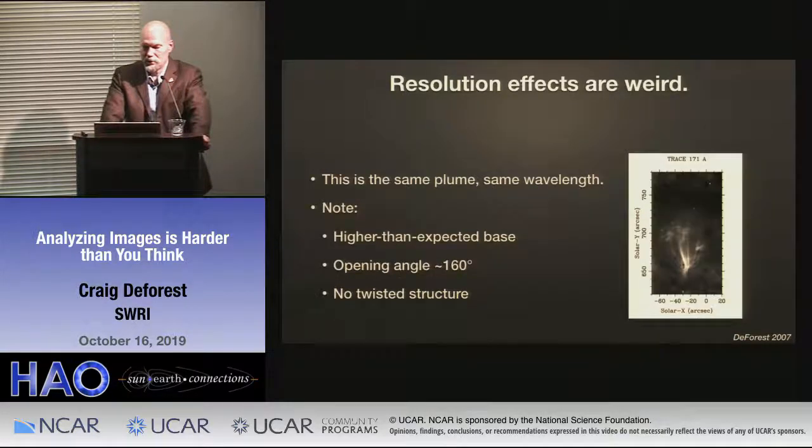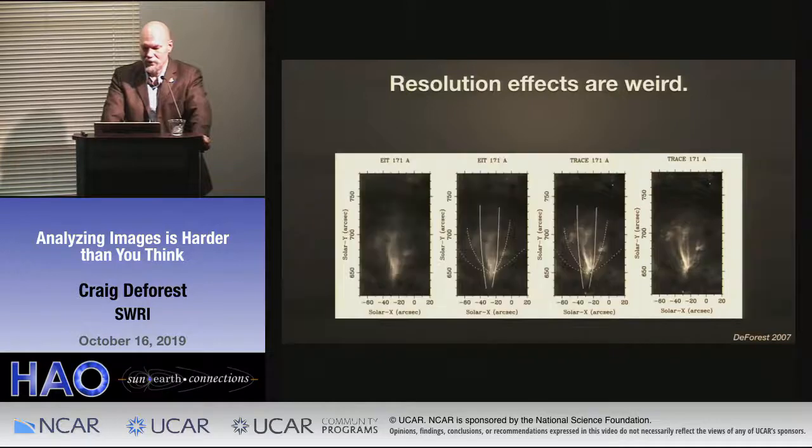This is the same plume taken with TRACE about 15 seconds apart from the other image. And you can see it looks totally different with TRACE. The only difference here is the resolution of the instrument. So what you can see here is there is no sinuous structure. There's a bright feature on the surface of the sun, you're probably seeing it in oxygen emission, which is much cooler than the corona. And then this really wide feature that's got about a 160-degree opening angle with some bright structures in it, right?